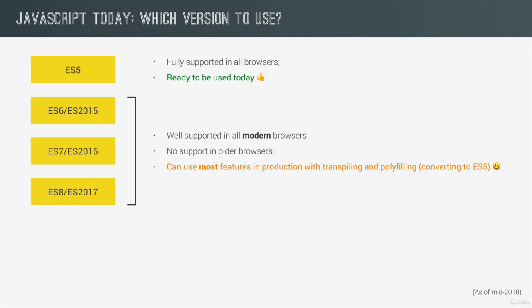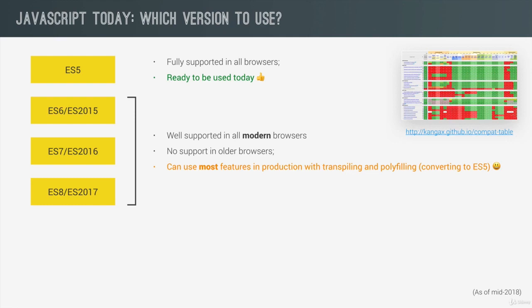Now the solution to this problem is to basically convert these modern JavaScript versions back to ES5 using a process called transpiling and also polyfilling. And I'm going to teach you how to do that by the end of the course, okay? And if you want to stay up to date with what features are currently supported in which browser, you can just check out the ES6 compatibility table, and the link is on my resources page.